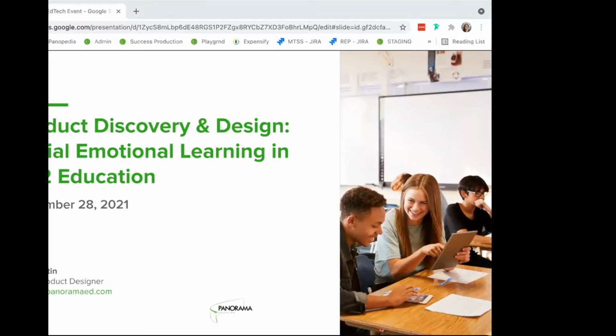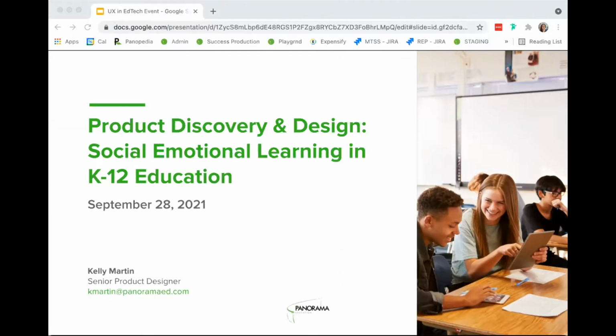Perfect. So hello, everyone. My name is Kelly Martin. My pronouns are she, hers. And I'm a senior product designer at Panorama Education right now. I've been in the product design space for maybe 5 or so years. And before that, I was actually working in education at an education nonprofit right here in Boston called City Year Boston. So education has really always been my passion since then, and I'm really excited that I now get to design in the EdTech space.